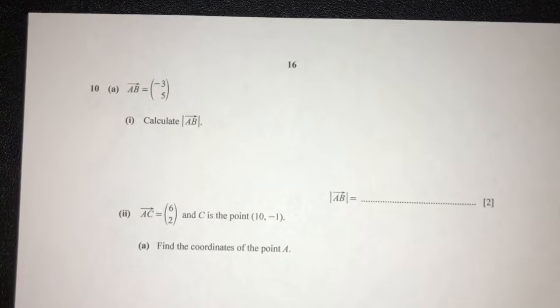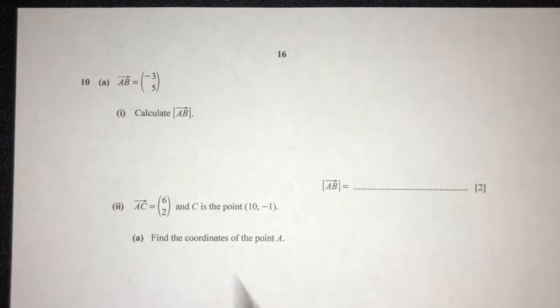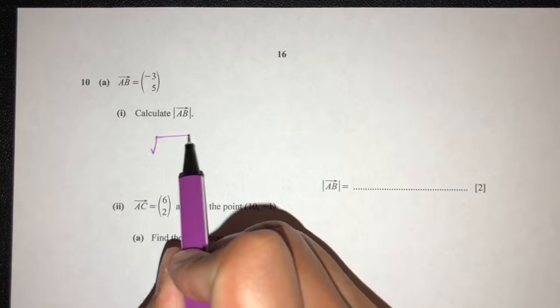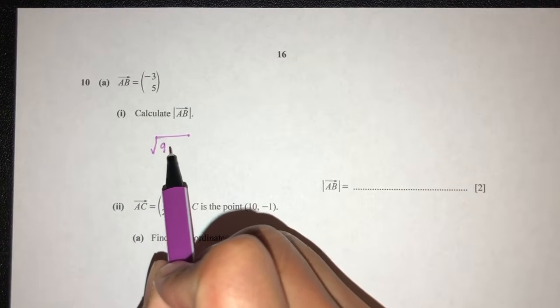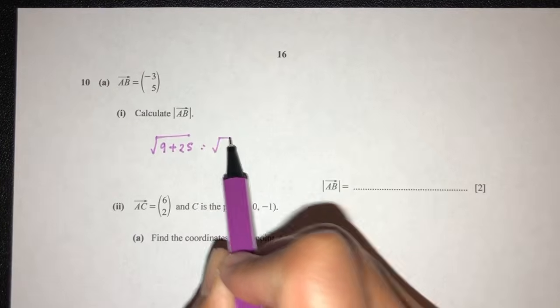Okay, so let's move on to question number 10. Here we have AB given to you by this. Find the magnitude, pretty easy. That will be the square root of 3 squared, that will be 9 plus 25. That will be root of 34.